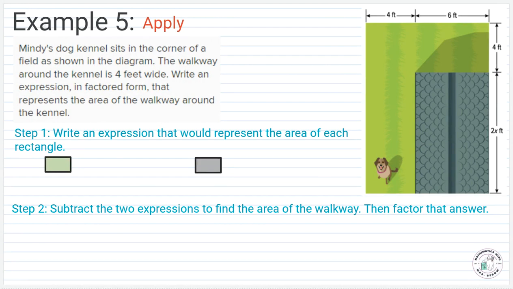So this one says that Mindy's dog kennel sits in the corner of a field as shown in the diagram. The walkway around the kennel is 4 feet wide. Write an expression in factored form that represents the area of the walkway around the kennel. So essentially, we're just trying to find the area of this grassy space, right?